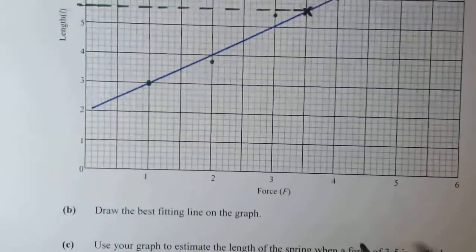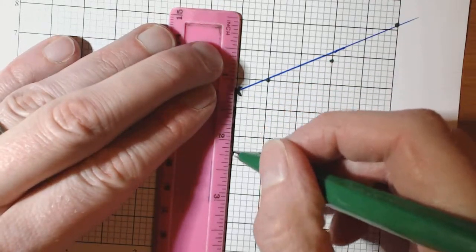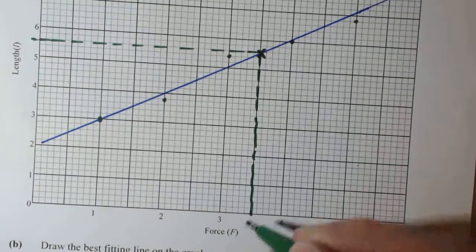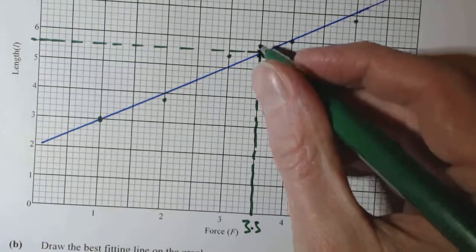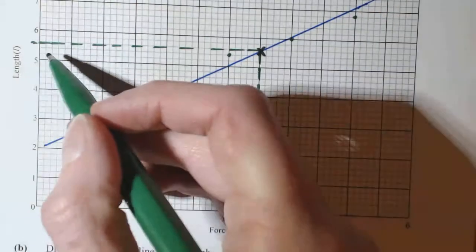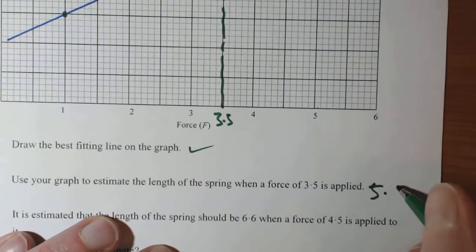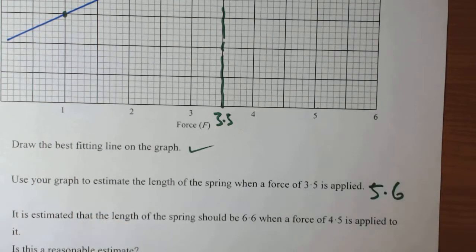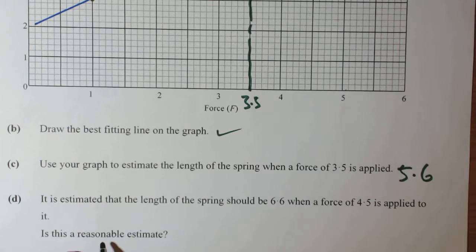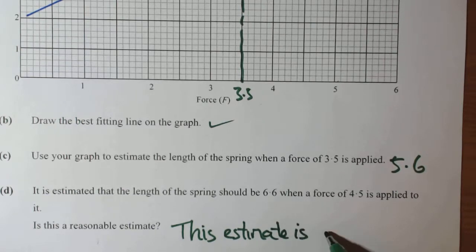So we've drawn that line of best fit, and that looks to me like where it is when it's 3.5. So you draw from 3.5 and draw that up. As soon as you hit the line, you take a right angle and then you go to the other axis. If we're saying that's every 2, that's essentially about 5.6. And is this a reasonable estimate? Then we just need to say this estimate is good.